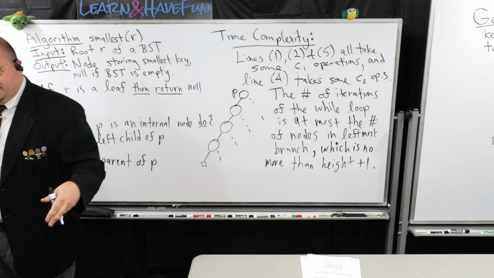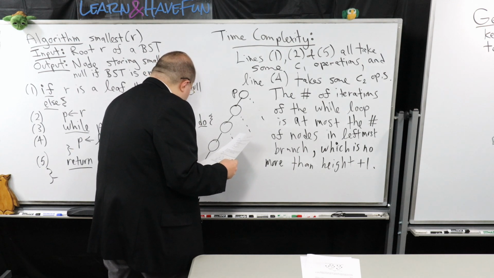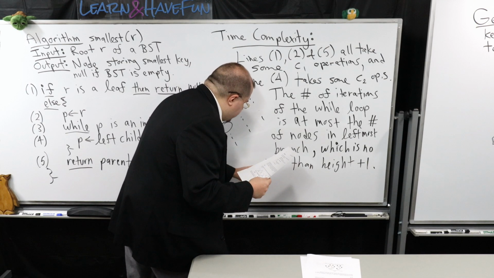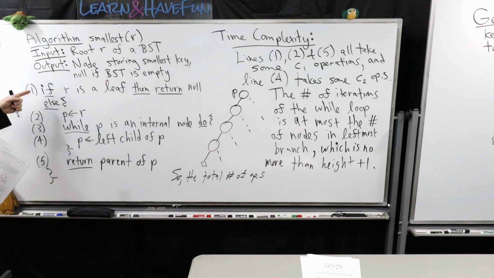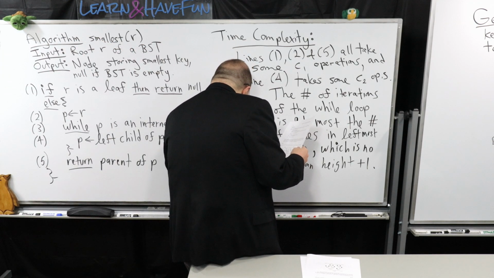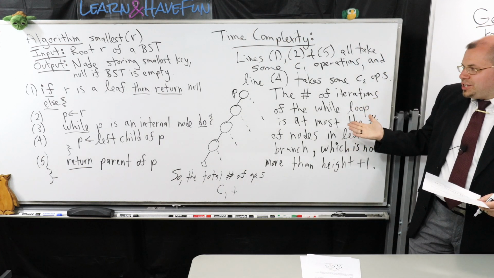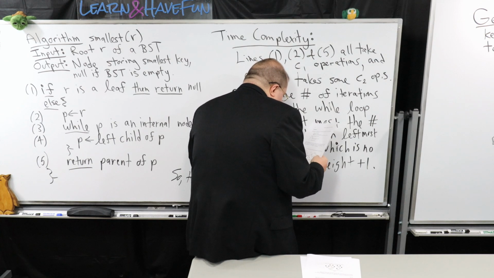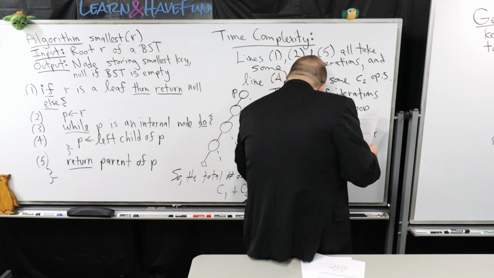So if I put everything together, the time complexity is the following, right? The total number of operations, I'm just going to put all this together now. So I know lines 1, 2, and 5 all take a constant number of operations. They happen outside of this while loop. Well, that's just C1. And then I have C2 inside the while loop, and I want to take that with the number of iterations at most of the while loop. So I have C1 plus C2 times the height plus 1.